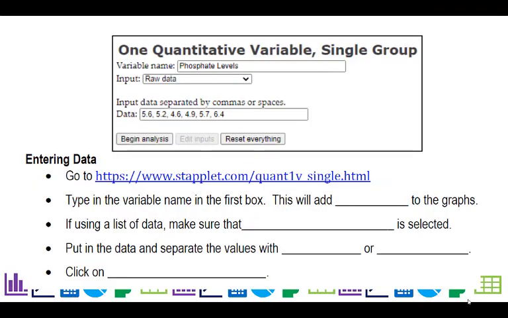Now there's a very nice applet you can use so you don't have to calculate standard deviation by hand, and it's at Staplet, and it's a one quantitative variable single group, and you've used it before when we've done dot plots and histograms. So basically go to the same applet, and there's a link. Type in your name right here. So in our example, the label would have been phosphate levels. If using a list of data, make sure that the raw data is selected right here, and then put in your data, and you can separate it with commas or spaces, and then you just click on Begin Analysis below the data.